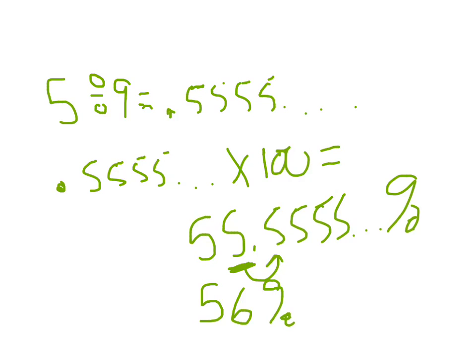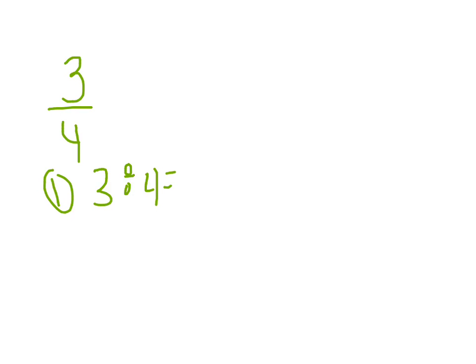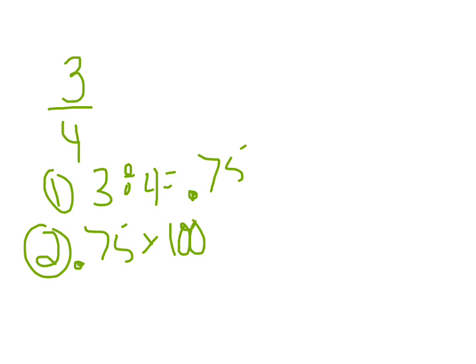Let's look at another problem. Let's take the fraction of, I'm going to choose ones that I kind of have memorized, 3/4, and turn it into a percent. So step 1, we need to take 3 divided by 4, and you're going to get something like 0.75. Next step is you're going to take your decimal, 0.75, and you are going to times it by 100, which equals 75%.